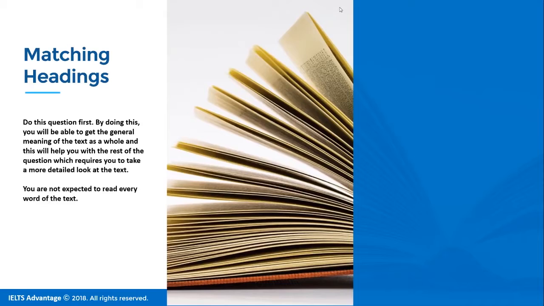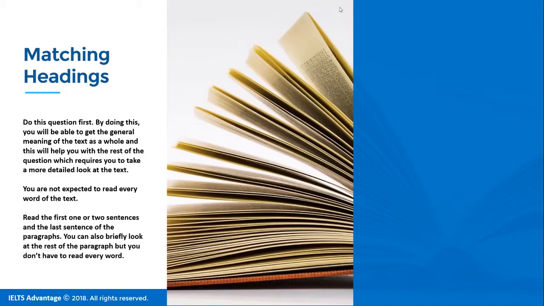You're not expected to read every word of the text. However, that doesn't mean that you should skim really quickly. Okay, so there's a balance here. There's a balance between not reading every single word, and what some students do, which is just read the first sentence, or just read the first sentence and the last sentence. It's not really about that. Read the first one or two sentences and the last sentence of the paragraph. You can also briefly look at the rest of the paragraph, but you don't have to read every word.